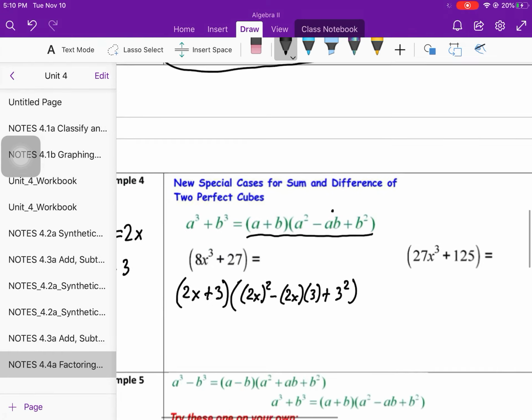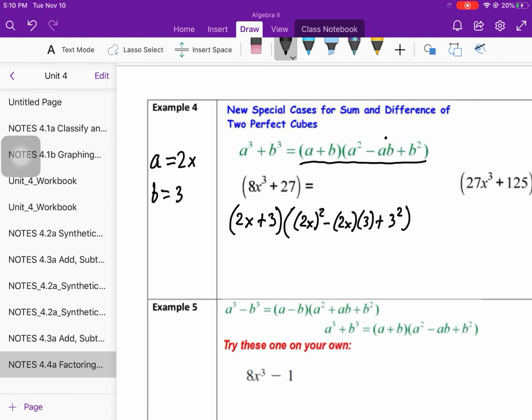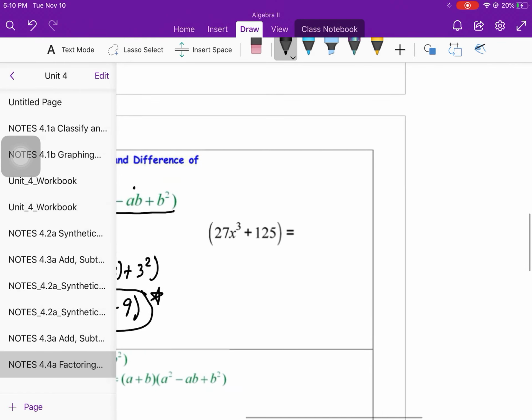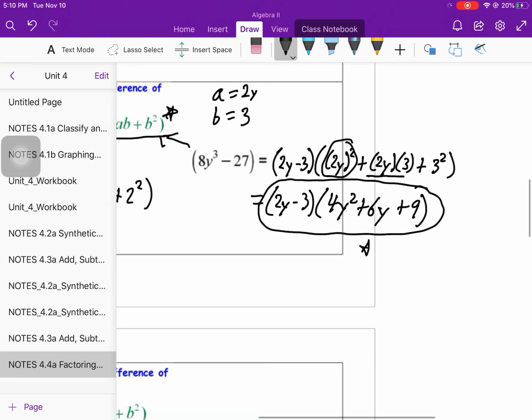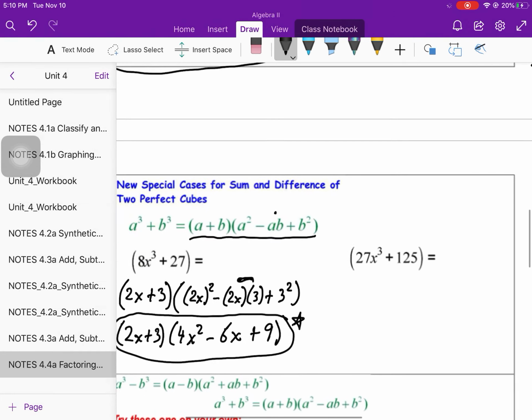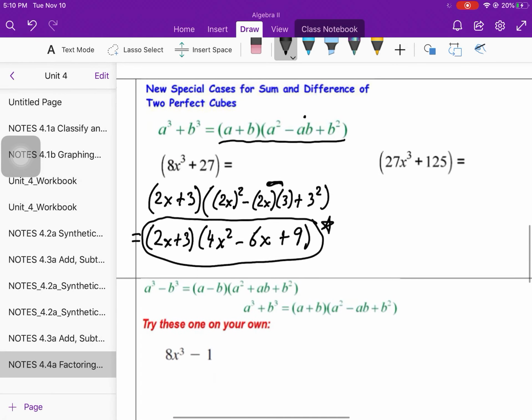This one's going to look super similar to the one we were just working with, except there's going to be some signs that are different. We end up getting 2x plus 3, 2x squared is 4x squared, multiply these two together, but notice there's a minus sign out front, so it ends up being minus 6x, and then plus 9. And that's our answer right there. This is very similar to this. It's just a couple of signs are different, but they are technically different polynomials that we're factoring.